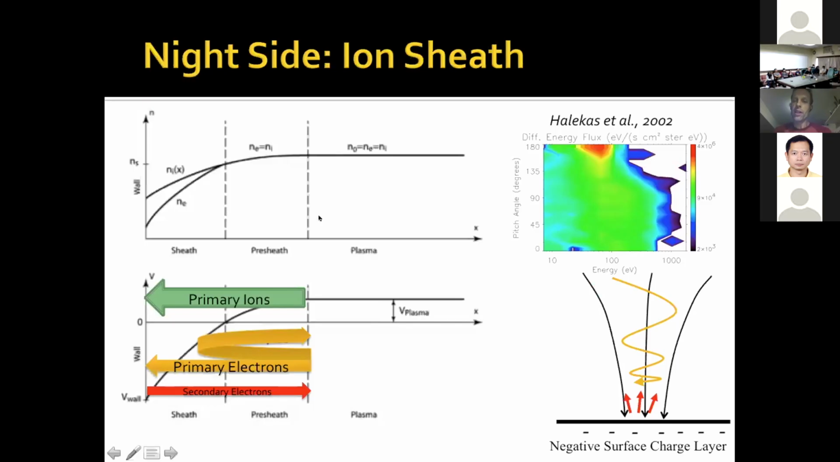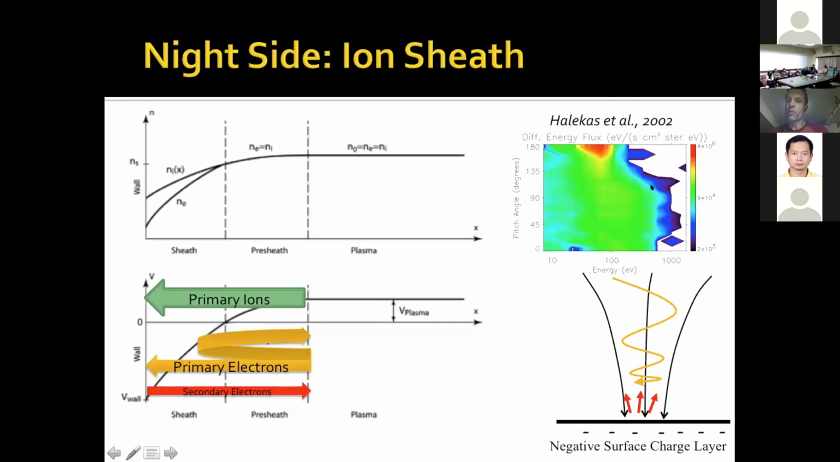Down at smaller scales, I mentioned that there is a plasma sheath near the surface. So that's a localized region on the scale of the Debye length where the plasma is non-neutral. On the day side, on the night side, I have the night side here first. That's an ion sheath. So in an ion sheath, what happens is that the electrons have faster thermal velocities. So the electron current to the surface charges it up negative, and you get a negative surface.